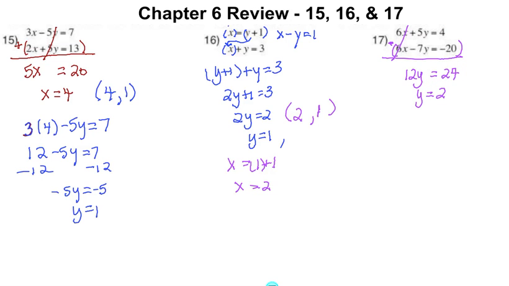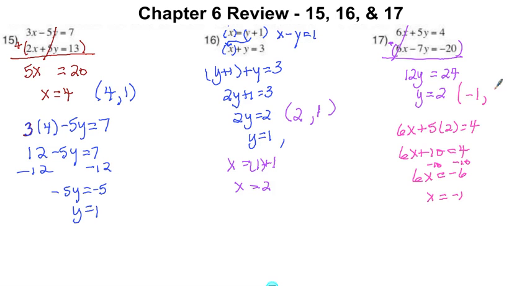We're going to go ahead and plug that back in to find out our x term. It doesn't matter which one. I'm going to go ahead and pick the top one. So I get 6x plus 5 times 2 equals 4. So I get 6x plus 10 equals 4. So 6x equals negative 6. That's from subtracting 10 on both sides if you have to see that. And then x equals negative 1. So my solution here is negative 1, comma 2.